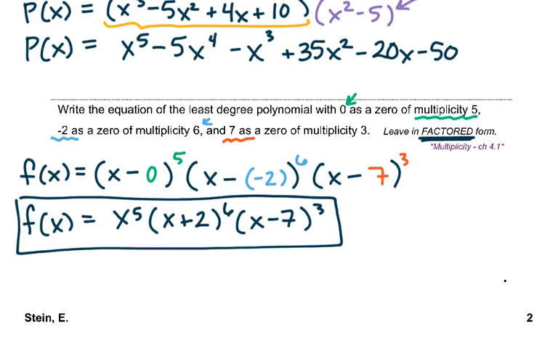And if we did, we would end up with x to the 14th. Nobody wants to do that though, right? So we'll leave this one in factored form. But hopefully we have a better understanding of using the factor theorem and our theorems about irrational and complex zeros, and then incorporating multiplicity.